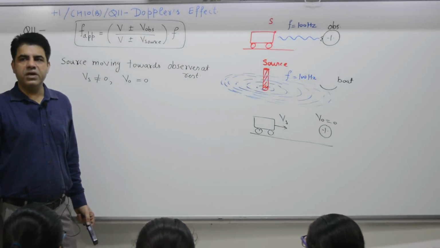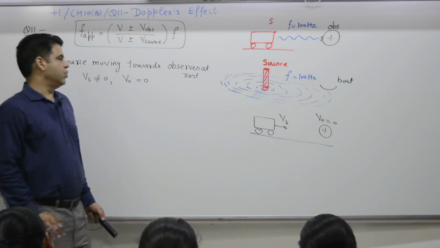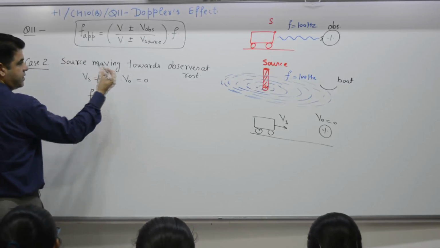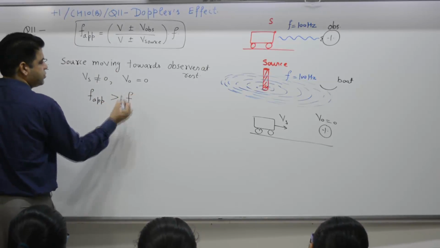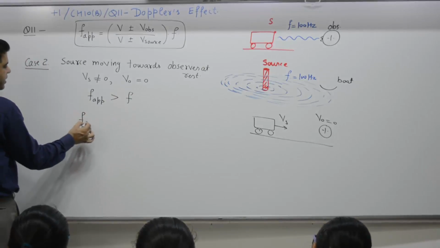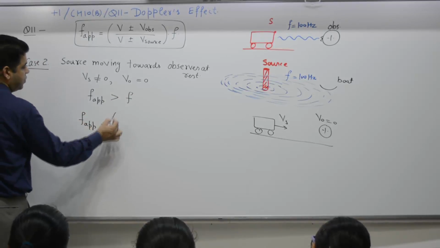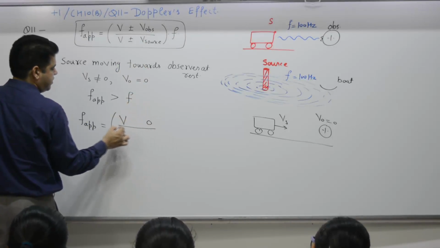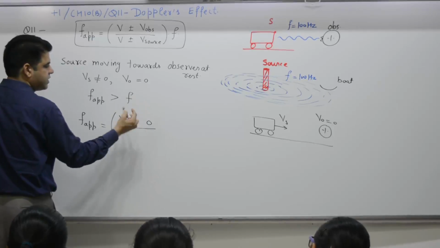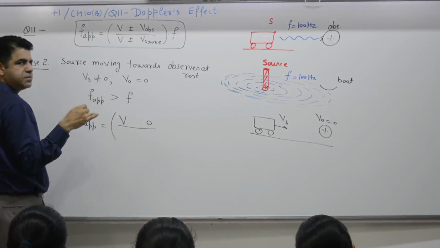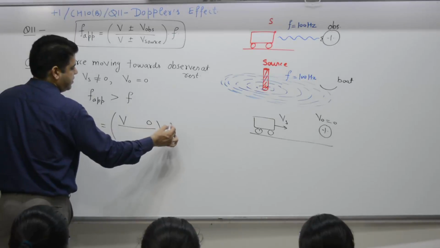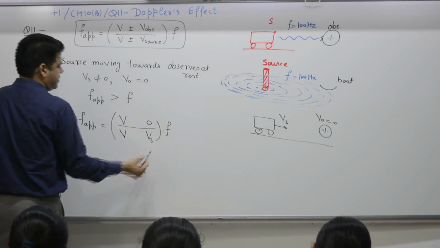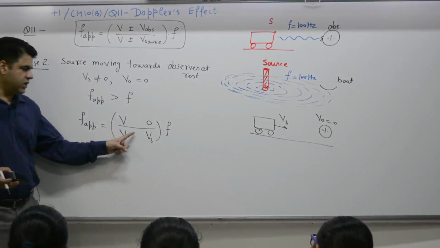Frequency will come out to be, apparent frequency will come out to be more or less? More. So from concept you are saying F apparent should be more than F. Let us try. F apparent is equal to observer. Yes, observer speed is what? 0. That means we need not worry about this sign, whether it is plus or minus. Source. Yes, sign should be what?